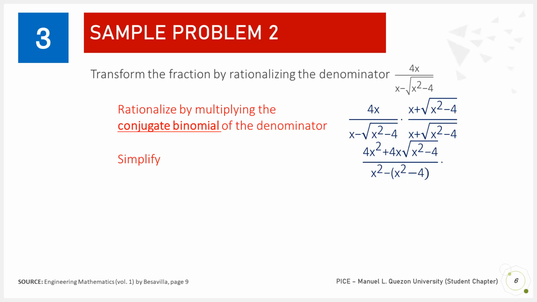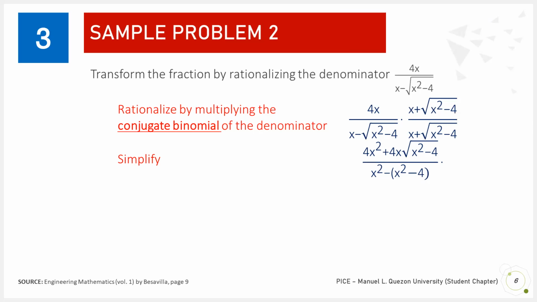kung mapapansin nyo, halos parehas lang yung terms. Yung terms sa given denominator and yung ating conjugate binomial. So, ang gagawin natin dito is we simply multiply the first term of our denominator doon sa first term ng ating conjugate binomial. So that is x multiplied by x, and we have x squared.